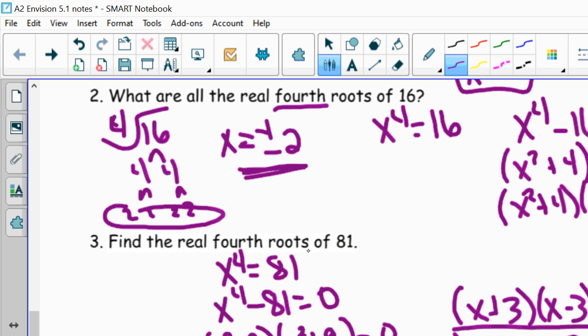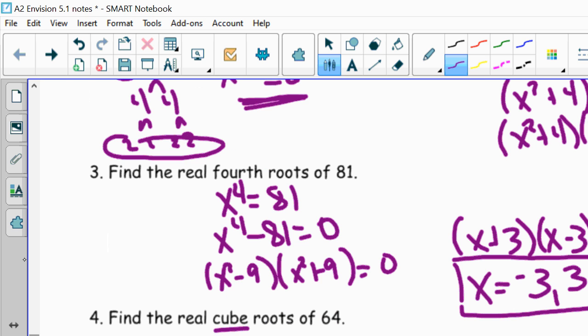Number 4, find the real cube roots of 64. So I'm looking for cube. That's an odd number, so I'm going to have an odd number of answers. So I only have one answer here. So x cubed equals 64. That's what I'm looking for. Again, I could factor it.